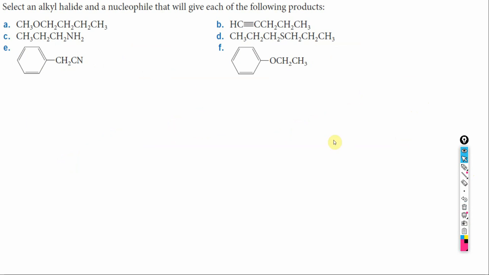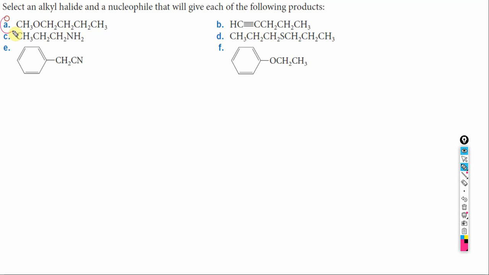The next problem asks you to predict which alkyl halide and which nucleophile will give the products you look at here as the result of the reaction. So in this case, we again have to identify which new bond is made and which part of the molecule should come from the substrate and which should come from the nucleophile.